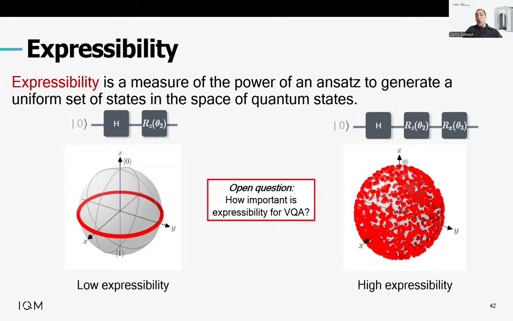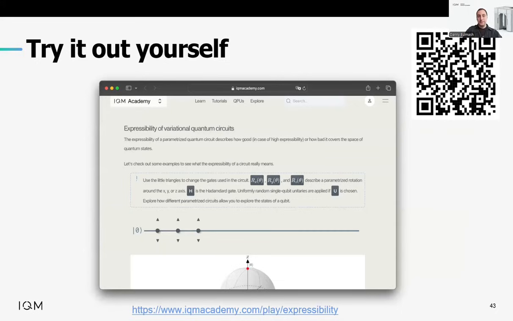It's currently an open question how important expressibility is for variational quantum algorithms. We believe that expressibility is important, but nobody's actually been able to prove really concrete, really sharp results about this. Because we're low on time, I'm not going to take time to play with expressibility here, but you can go ahead and look at this link yourself to play around with the expressibility of different quantum circuits.